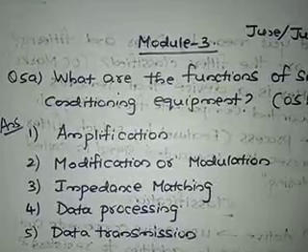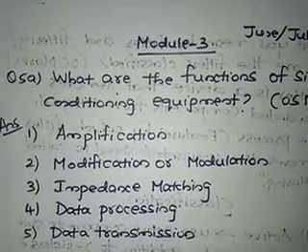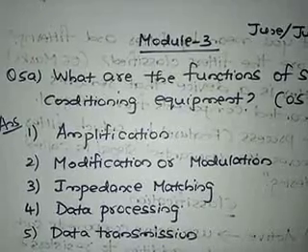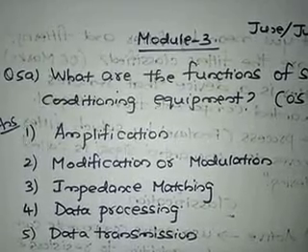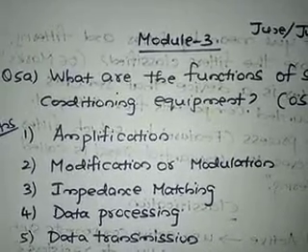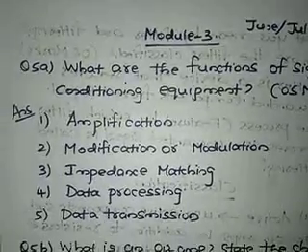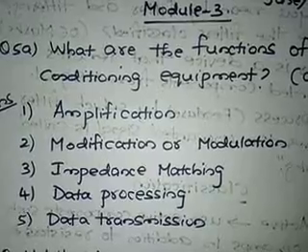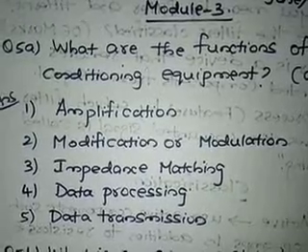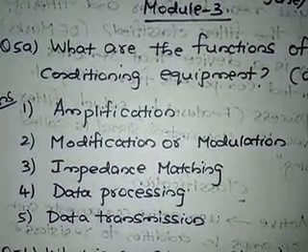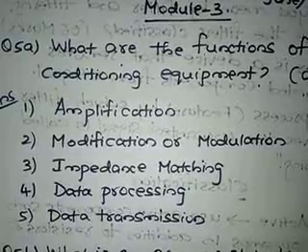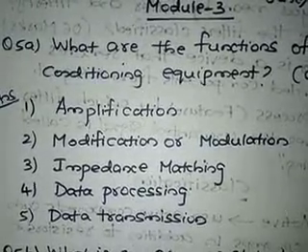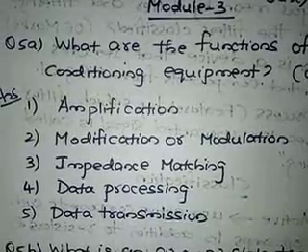What is amplification? Amplification is to increase the strength of the signal, or to increase the level of the signal. Next, modification or modulation. Modification or modulation is nothing but to modify the signal, to amplify or attenuate the signal, or to convert the signal from analog to digital. So it is nothing but changing the form of the signal.